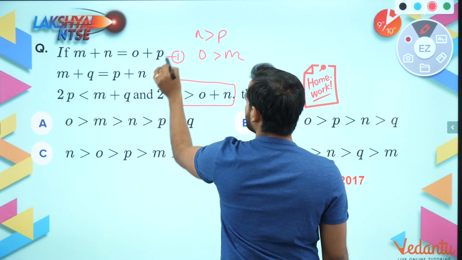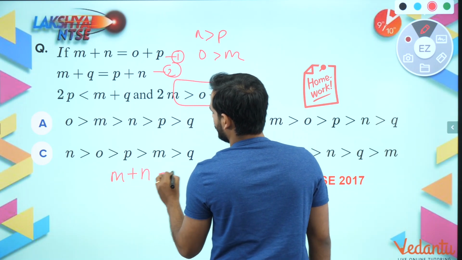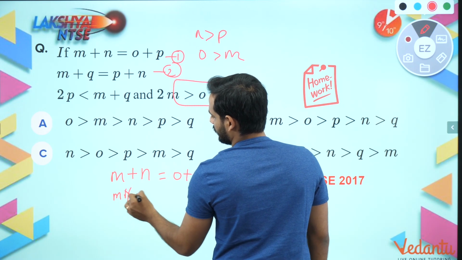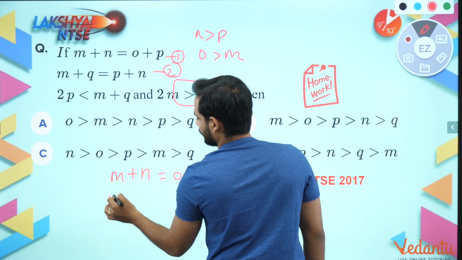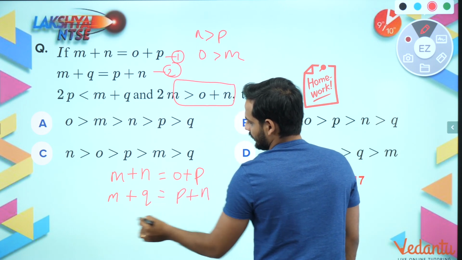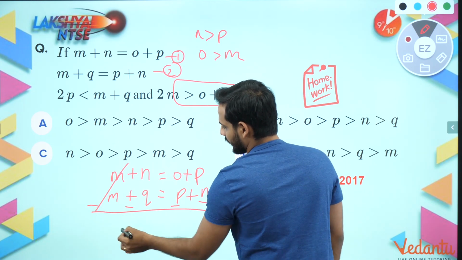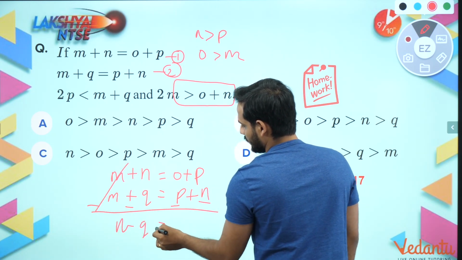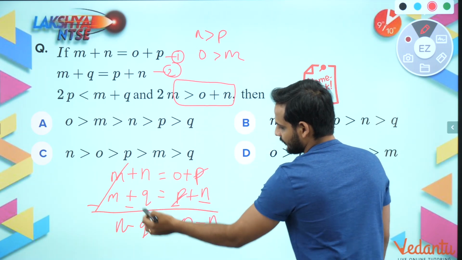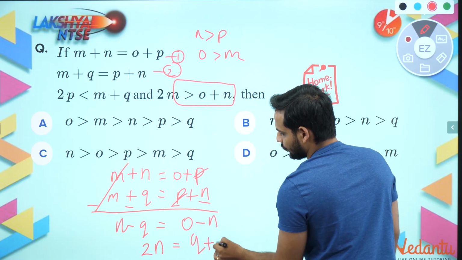Let us do one thing. We have this one equation and this is second equation. So we have m plus n is equal to o plus p and we have m plus q is equal to p plus n. If I subtract these two, m and m got cancelled, you are left with n minus q is equal to, here p and p got cancelled, o minus n. Shift this n there, you will be getting 2n is equal to q plus o.